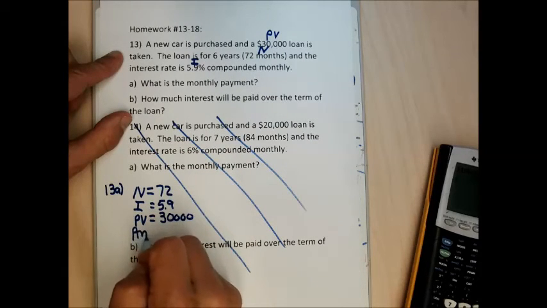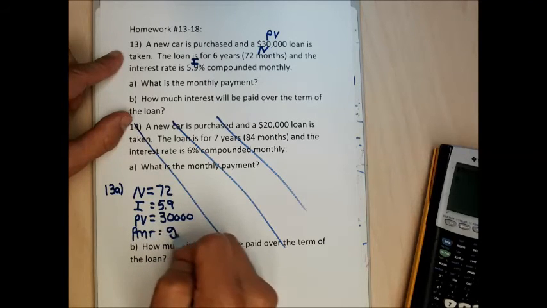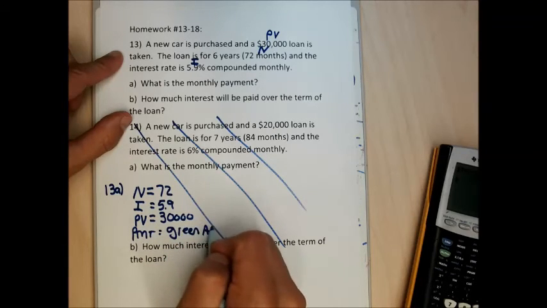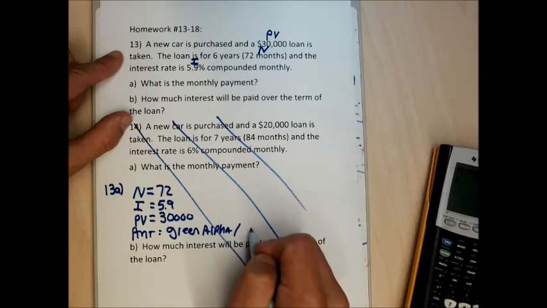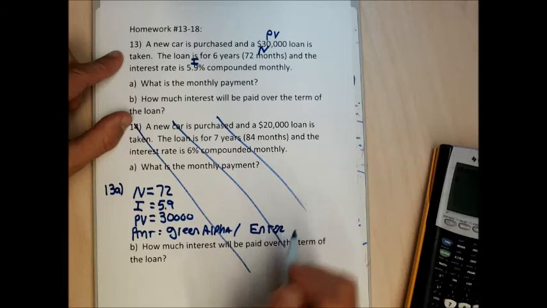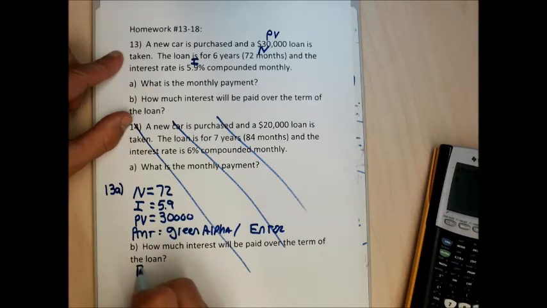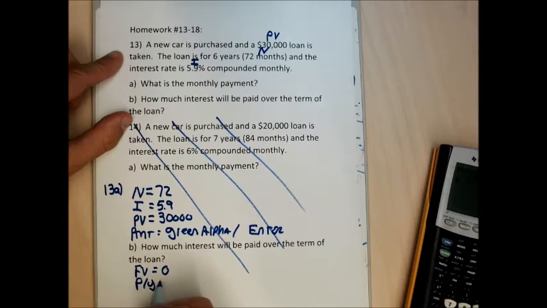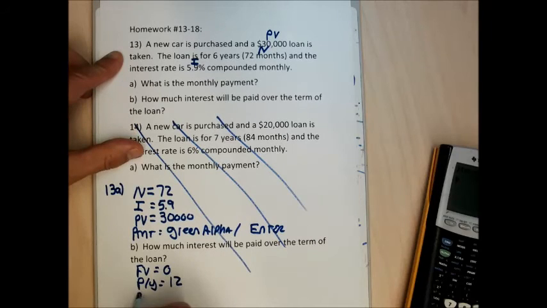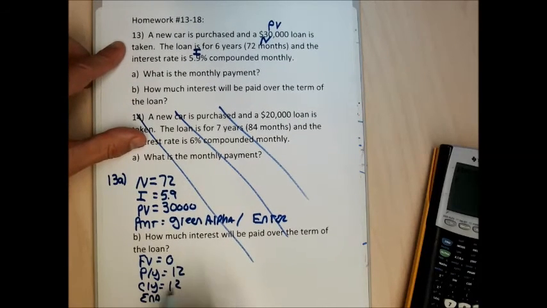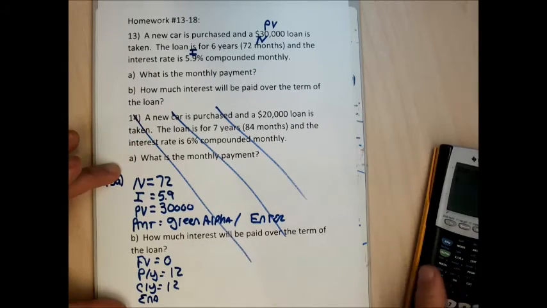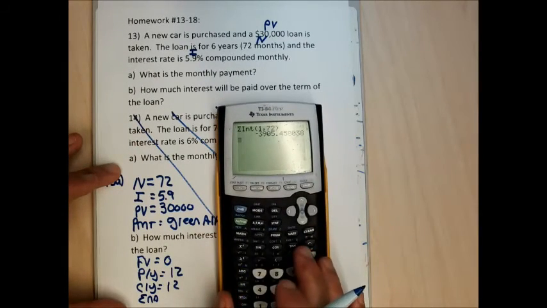The payment, I'm going to hit the green alpha, followed by enter at some point to get that figured out. The FV, I'm going to assume I want to owe 0 at the end of paying off the car. The PY is going to be 12. The CY is going to be 12, and I always leave my calculator on end. So to get 13A done, I'm going to enter all these on my calculator.